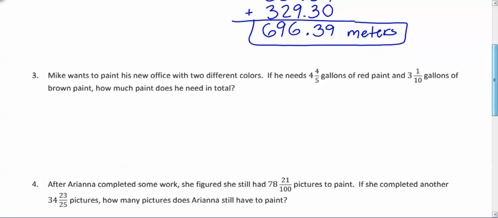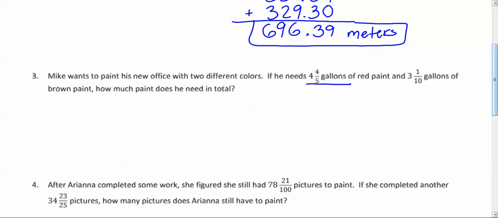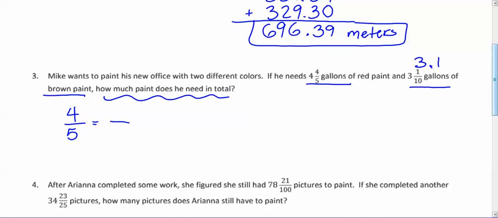Mike wants to paint his new office 2 different colors. He needs 4 4/5 gallons of red paint, 3 1/10 gallons of brown paint. How much paint does he need in total? So 3 1/10 is really easy. That's 3.1. 4/5, well, there's no 5th spot. All right, so we've got to scale it up to the 10th spot. 5 times 2 will give me 10. 4 times 2 will give me 8. So this would be 4.8 gallons.